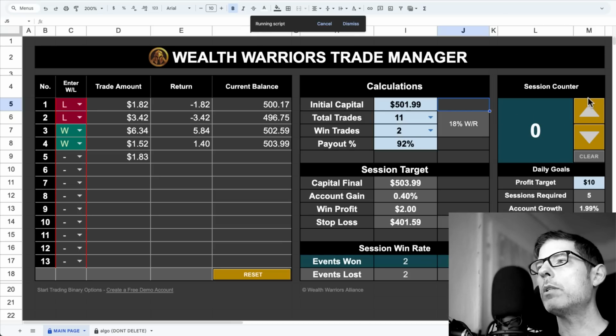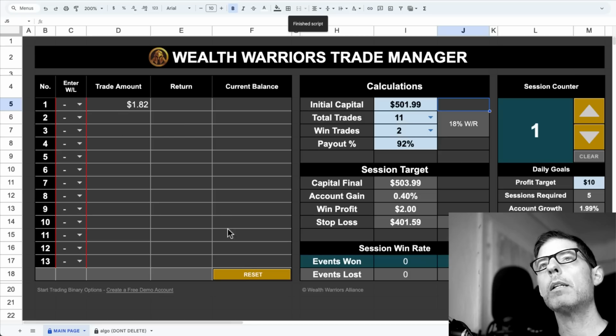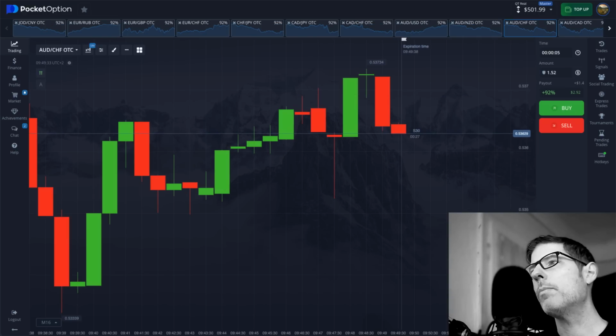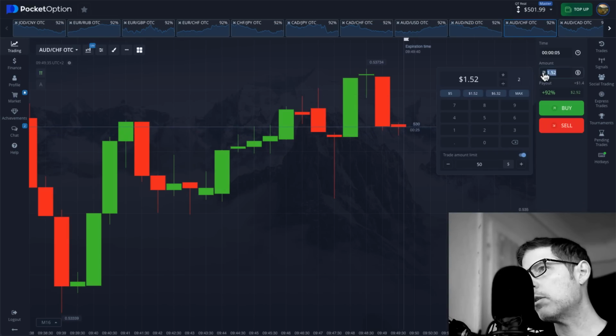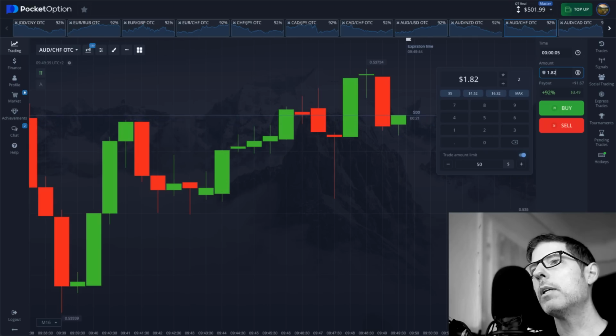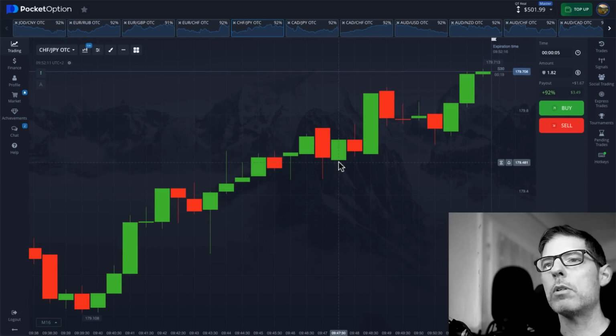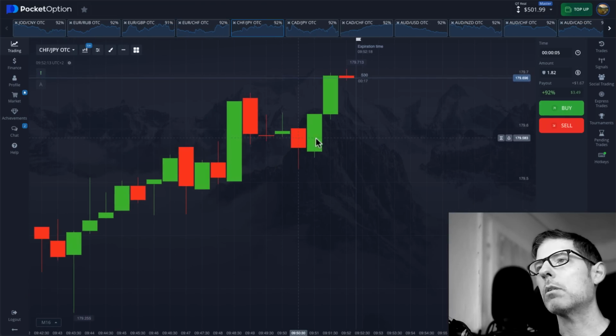So let's go ahead and mark one session completed with the session counter. Let's reset this completely. The first trade amount is going to be 182, so let me enter that in. Let's find a fresh chart here, something to work with, whatever stands out, whatever jumps out to you guys. All right, so I'm itching for a new trade here. The bodies of these candles are a little bit small.